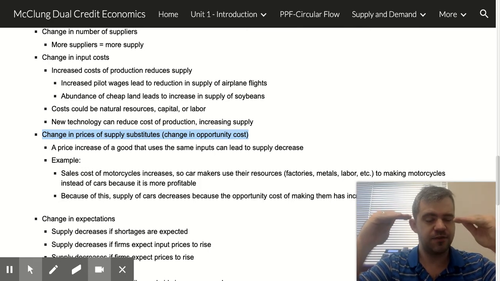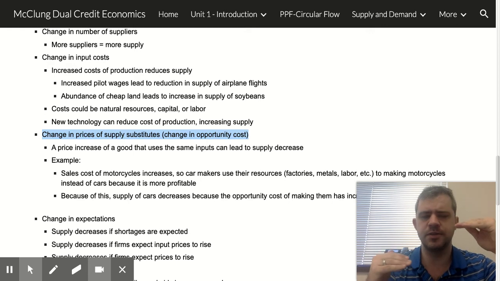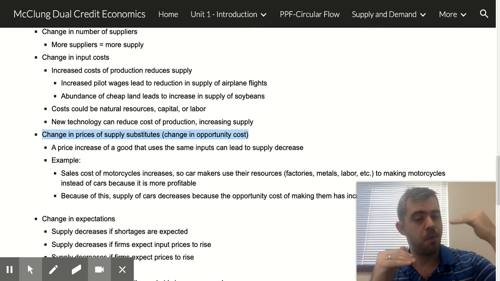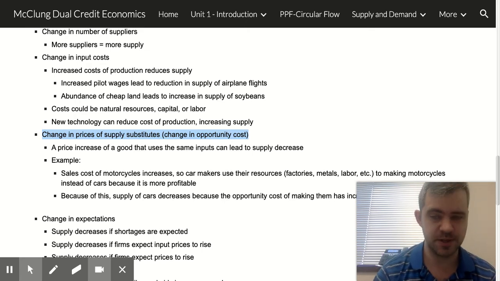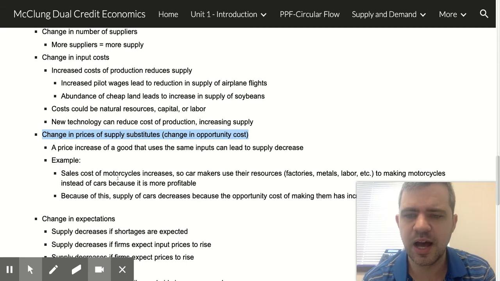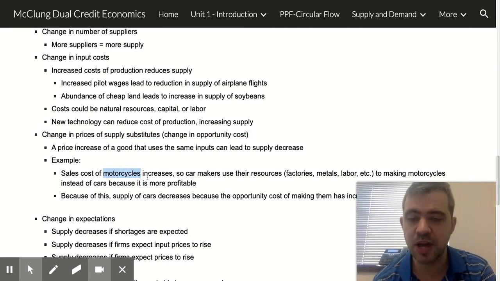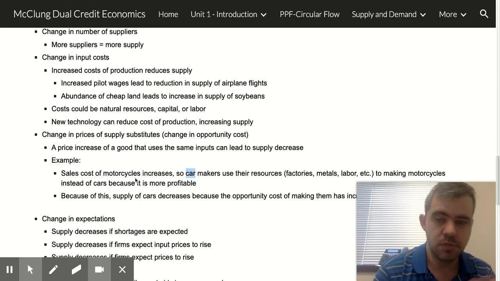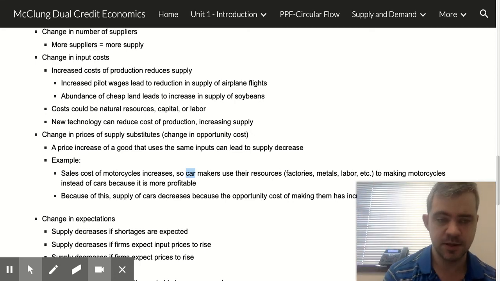Alternatively, if the price of this other good that I could make decreases, then all of a sudden it becomes more profitable to make this good. So my supply increases. Let me give you an example. So let's say that you're deciding whether to make a motorcycle or a car. All right. And all of a sudden, the price of motorcycles increases greatly.